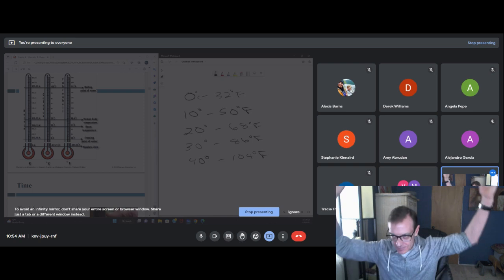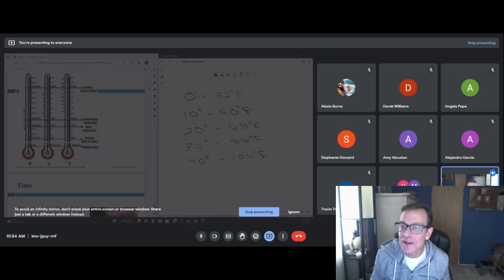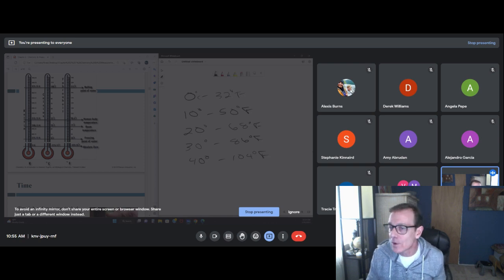So if you just memorize this, start at 32, add 18 degrees each time: 30 degrees is 86, 40 is 104, and so on. Then if you get the in-between numbers, you can kind of guesstimate. Say 15 degrees is going to fall right between 50 and 68, so you're going to know that's low 60-ish. And 27 degrees, we're going to be pushing 80 degrees Fahrenheit, and so on.